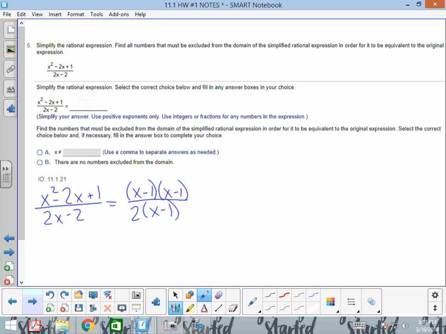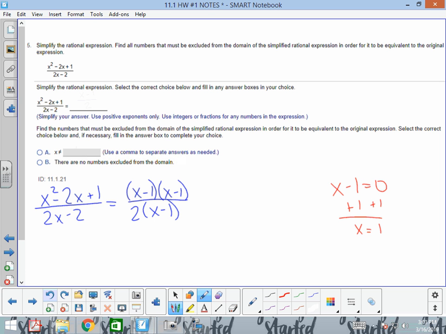Now, again, when you want to do the excluded values, you can. You're only looking at the denominator where the variable terms are. So this is the one that has a variable in it. Don't just ignore it because the 2 doesn't have a variable in it. So x minus 1, set it equal to 0. So my excluded value is x equals 1. And come back over here.